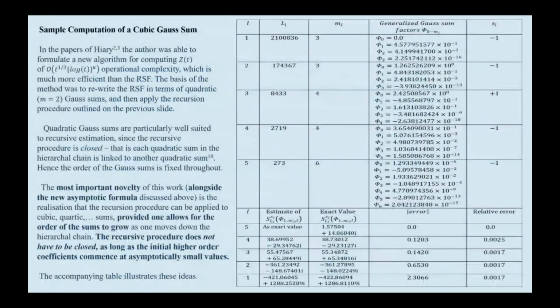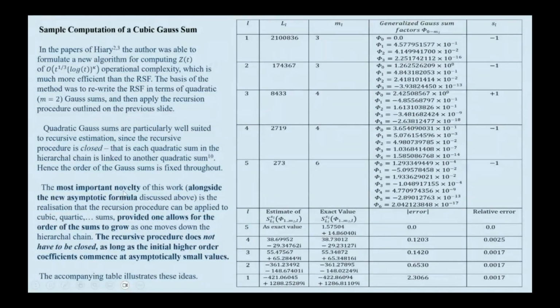Let's have a look at a little bit of an example of this. I wasn't the first to come up with essentially this hierarchical idea. A previous author, Professor Hiary, came up with a t to the 1/3 algorithm, which was based on using m equals 2 Gauss sums, quadratic Gauss sums. Now, quadratic Gauss sums are particularly well suited to this recursive estimation, because the recursive procedure is closed. That is, you start off with a quadratic sum, and you keep being linked to another quadratic sum. So the order of the sums is fixed throughout, which makes it quite easy to do.